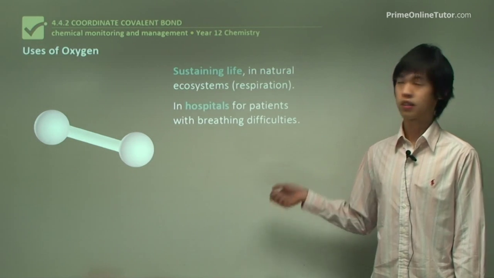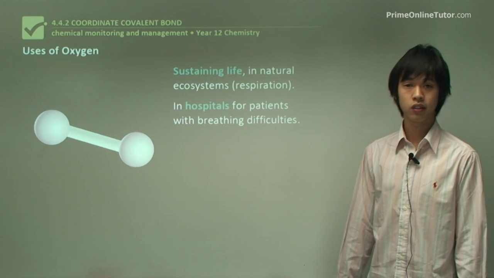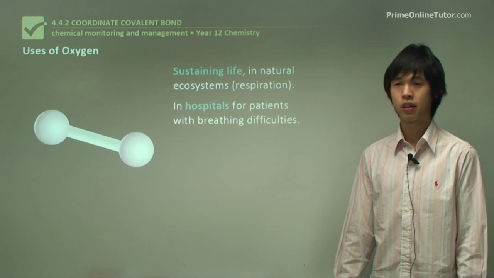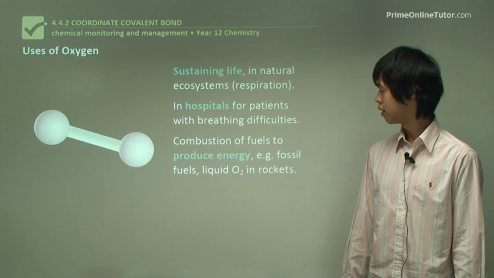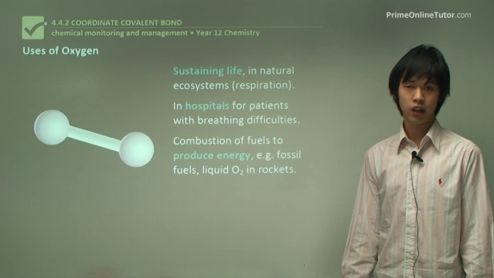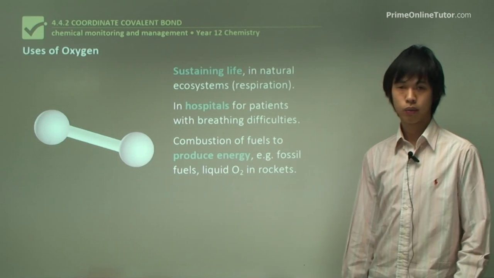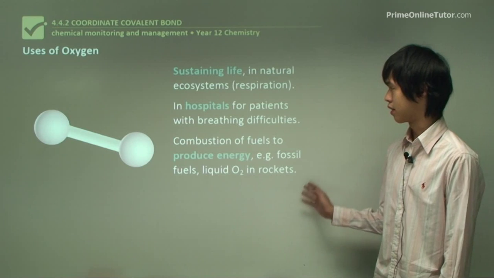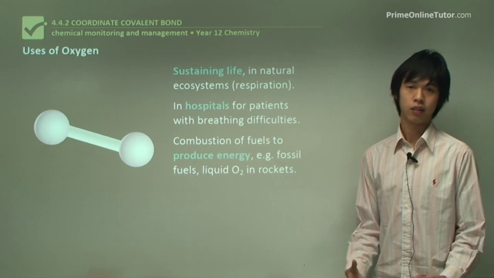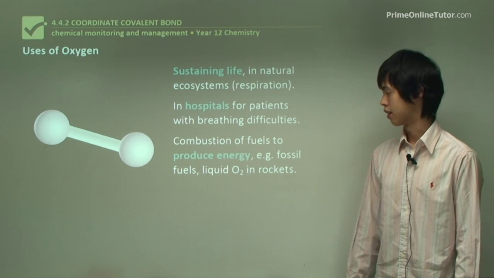Higher concentrations of oxygen are used for patients with breathing difficulties, or who can't absorb oxygen from the air as effectively as healthy humans. And also combustion of fuel. When we burn fuel for our transport or for creating electricity, we need to consume oxygen, because that's how we release the energy that's bound within those chemical fuels.